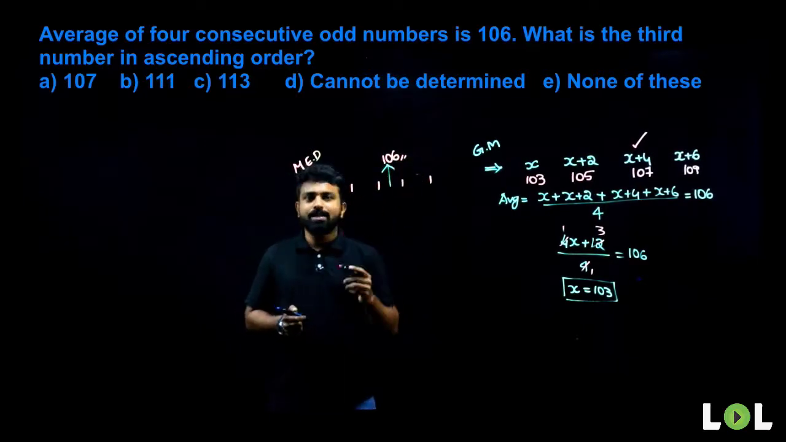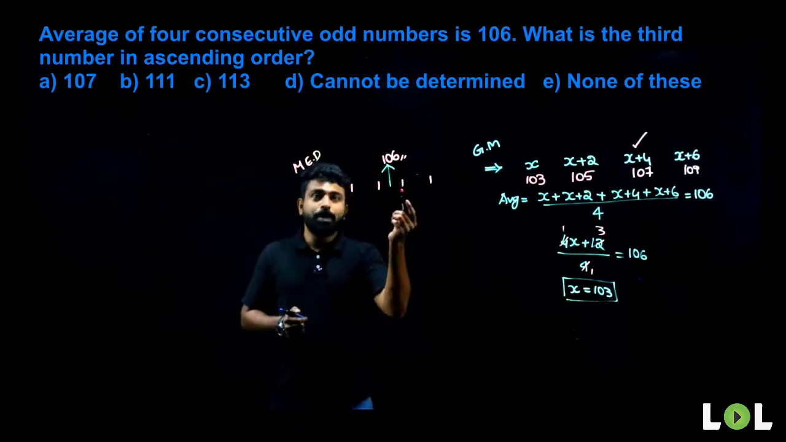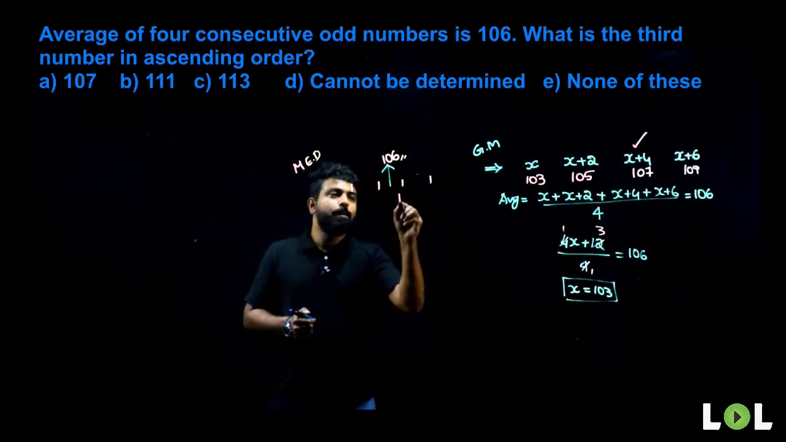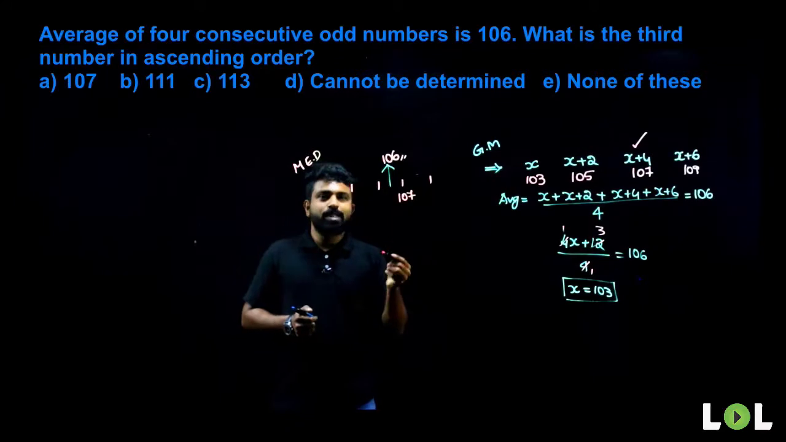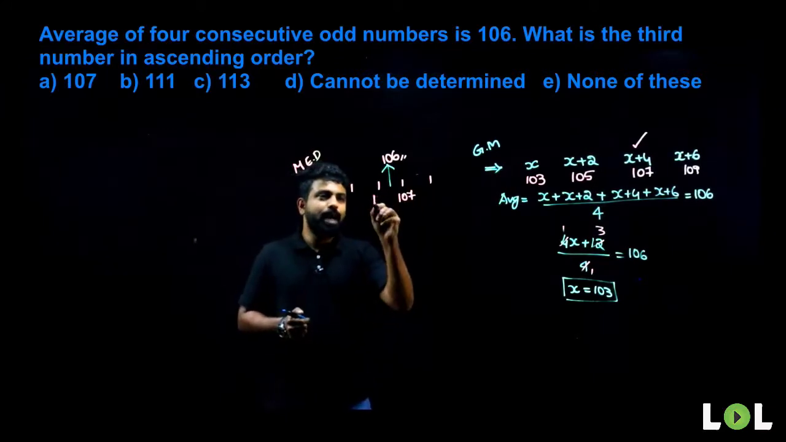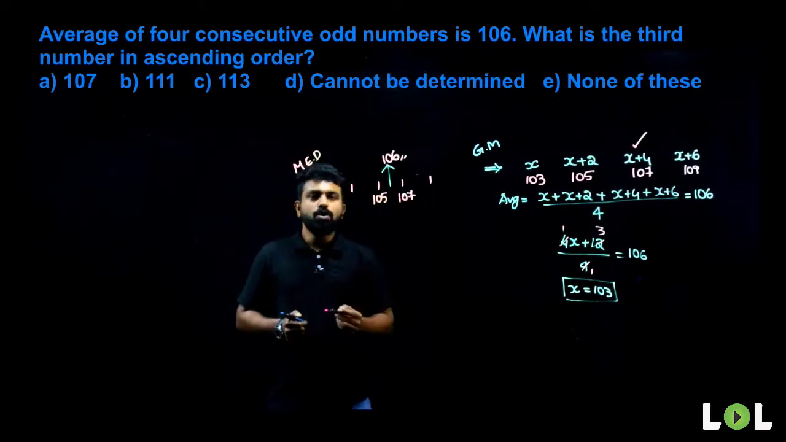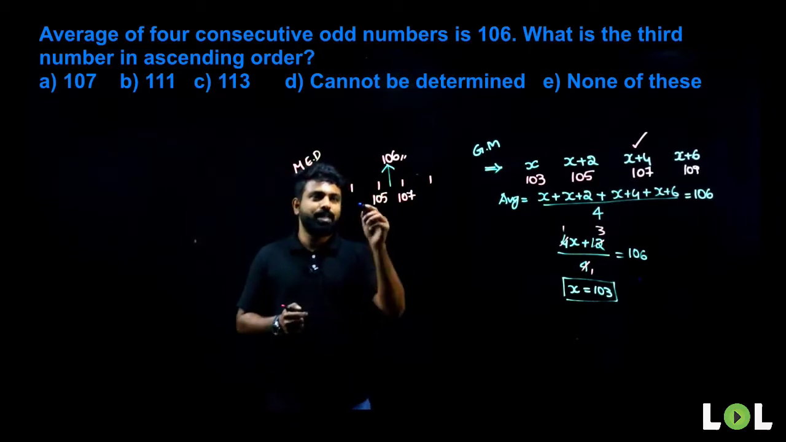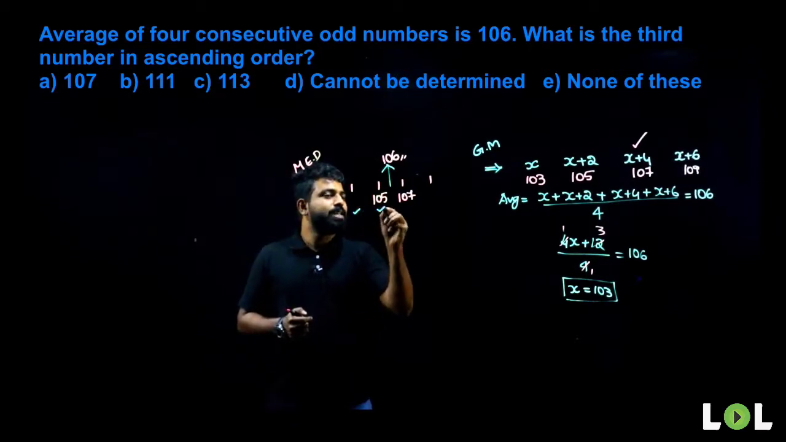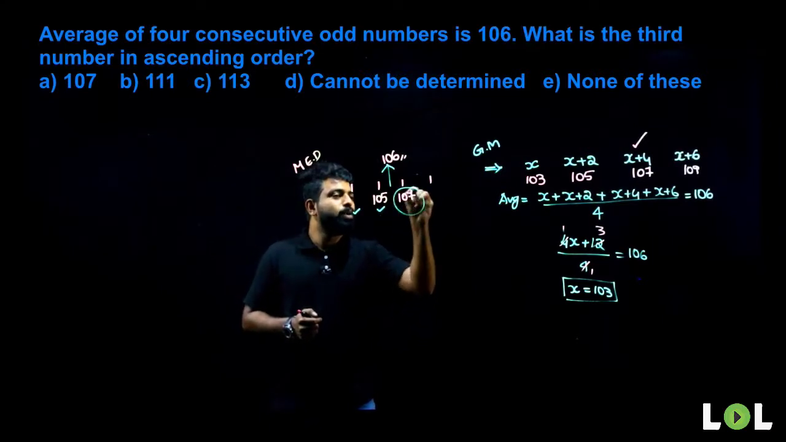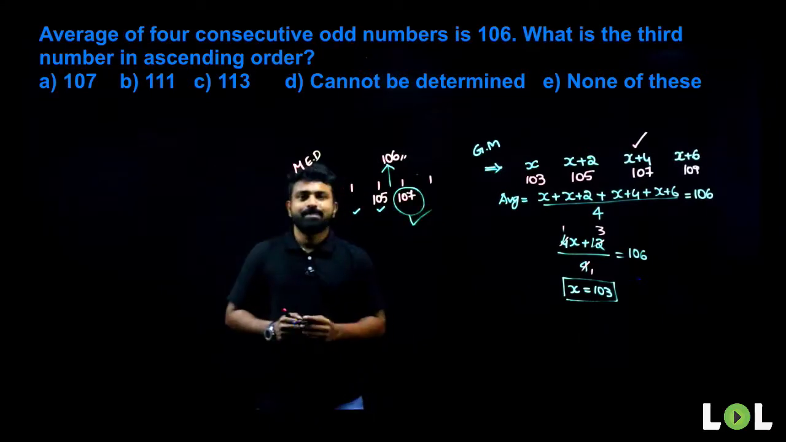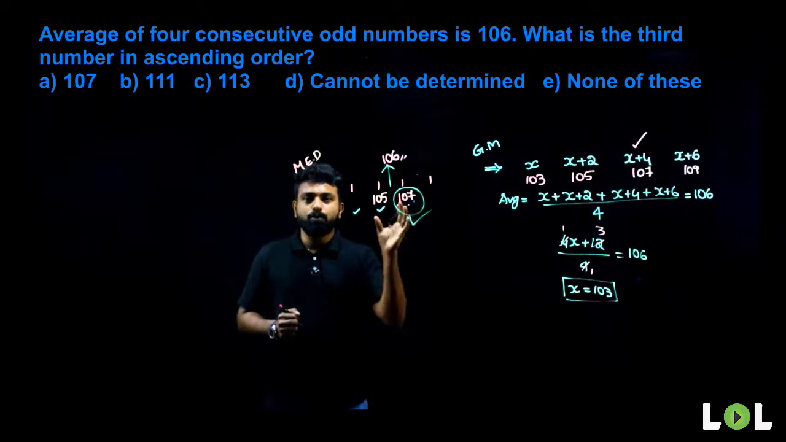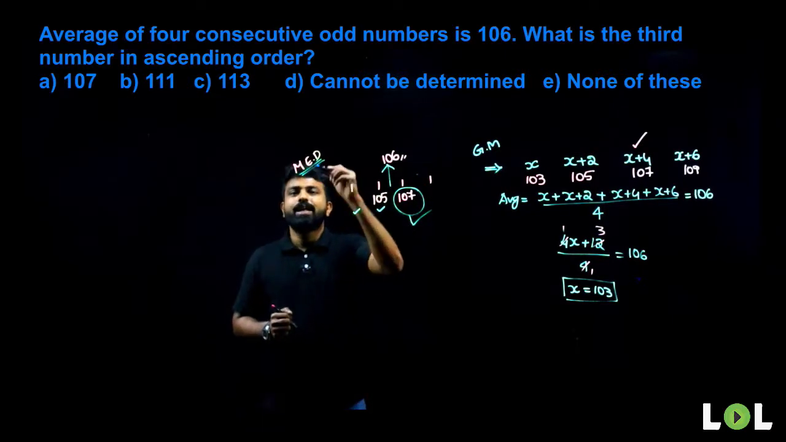So if this is 106, the next number will be 107 and that is the odd number here. Which is the number before 106? It will be 105. So now what are they asking? The third number in the ascending order. Which is the third number? This will be my first, second and third, and this will be my final answer. This is how simple the question becomes if you know the method of equal distribution.